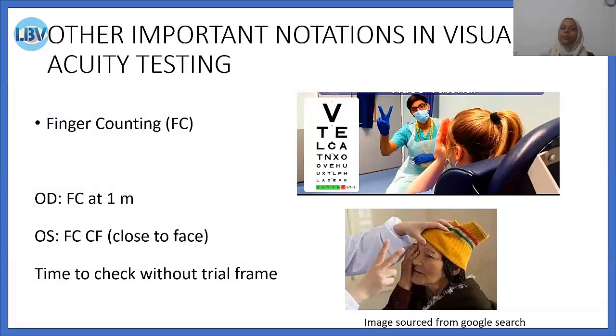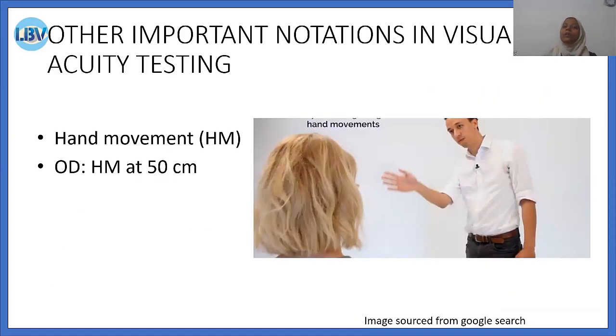You need to tell the patient to occlude the other eye with their palm and then tell you whether they can see the fingers or not. If yes, how many fingers can they see? Even if the finger counting is not working, it means the details of the fingers are not perceived by the patient.